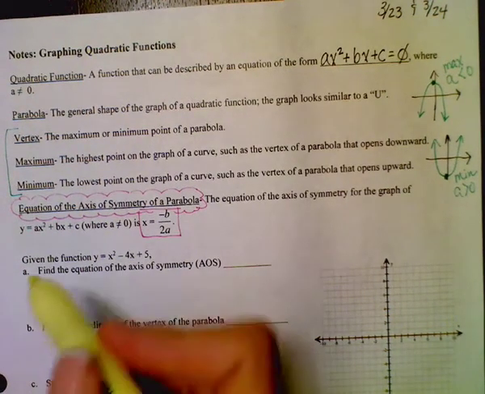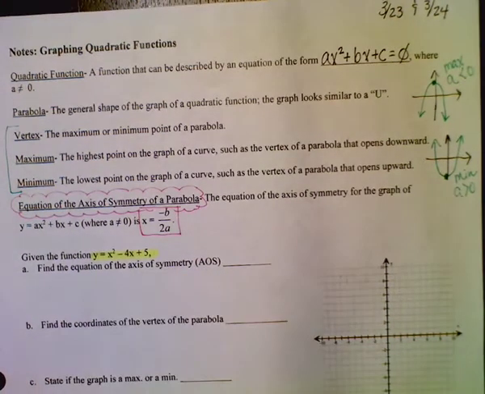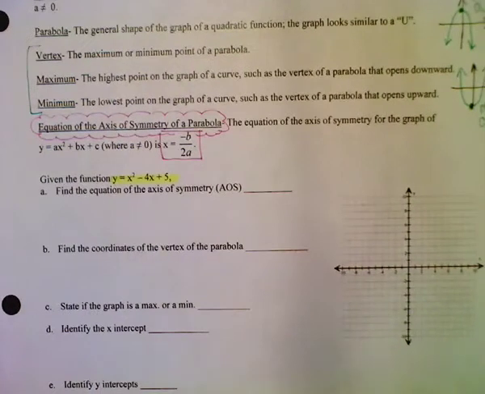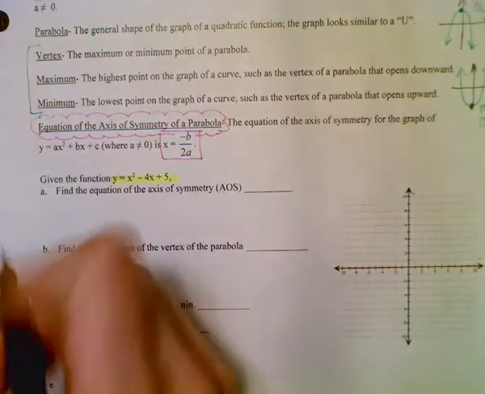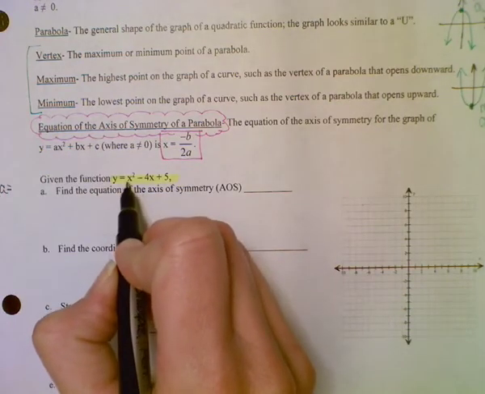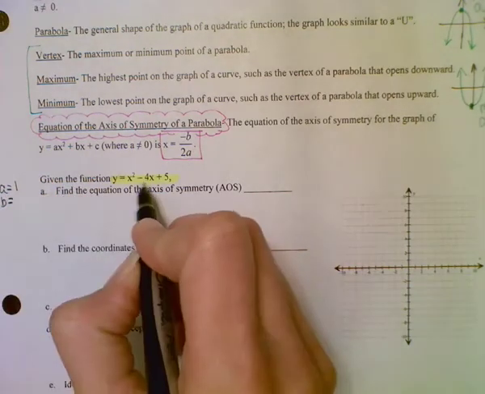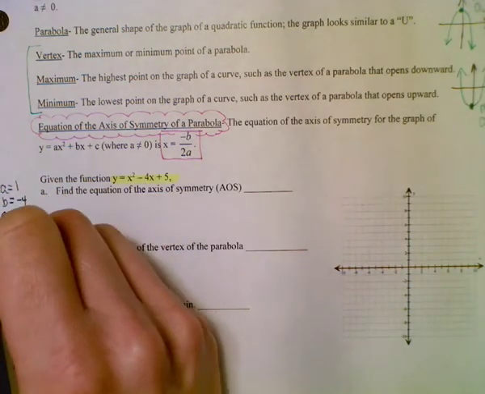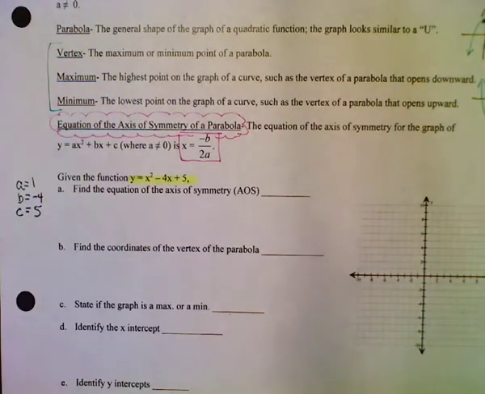So let's go ahead and jump on in. We're going to take our first function here, y equals x squared minus 4x plus 5. As we get started here, we want to go ahead and identify our a, b, and our c. So we can say that a is going to be 1 because the coefficient of that x squared is 1. b equals negative 4, and c equals 5.